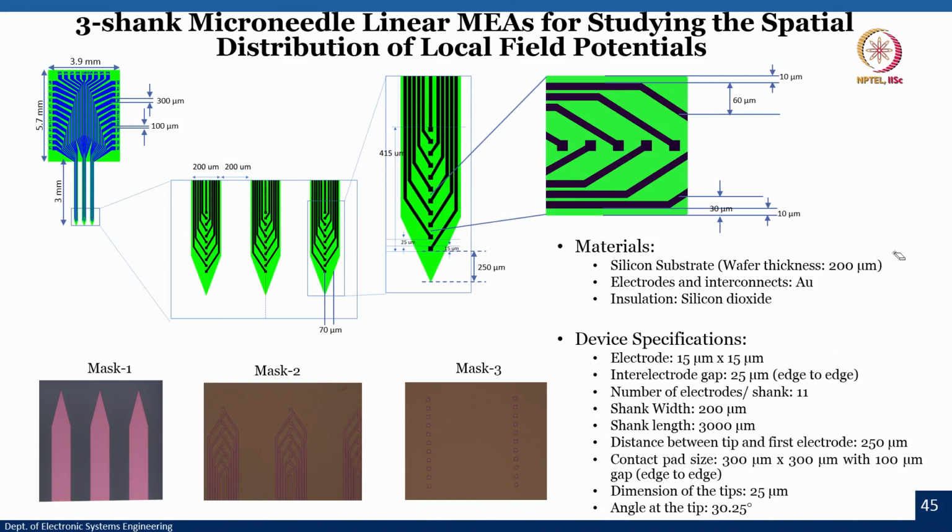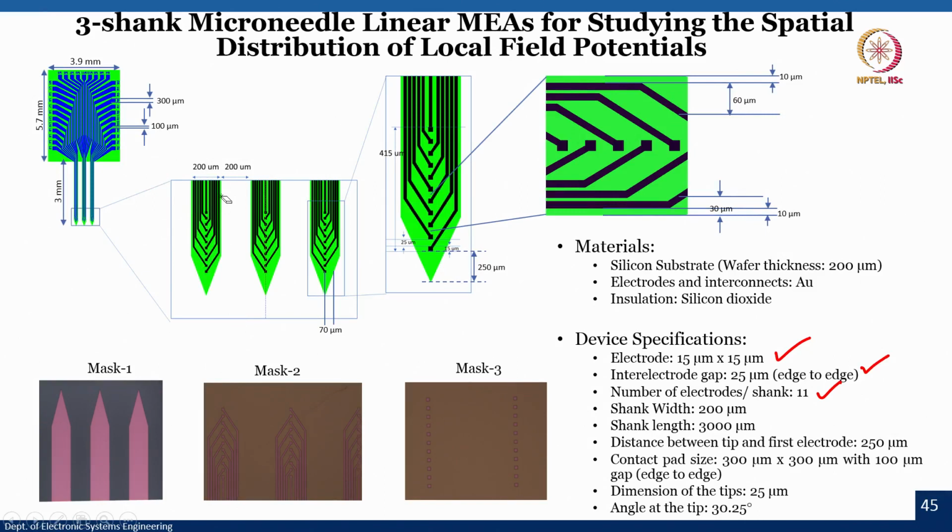Now let us look at the device specifications. Electrode size is 15 by 15, inter-electrode gap is 25, and the number of electrodes per shank is 11. Let us understand: this is 1, 2, 3, 4, 5, 6, 7, 8, 9, 10, 11. So there are 11 electrodes on each shank.